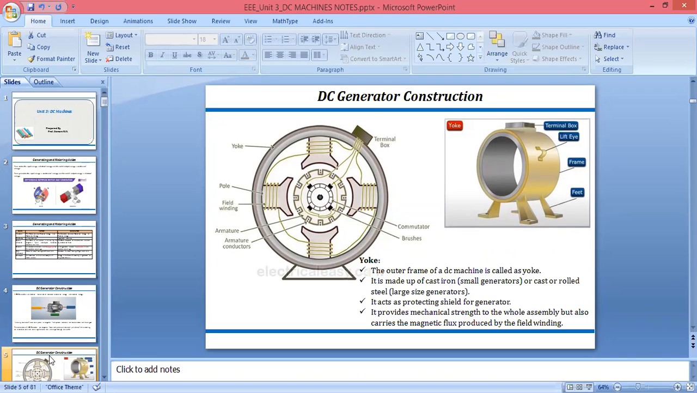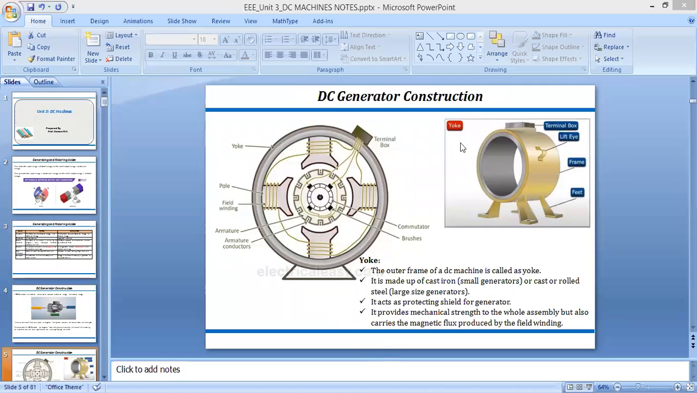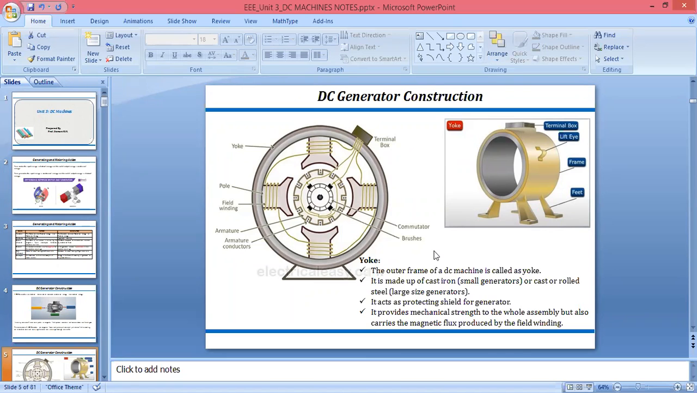So firstly, in today's session, we will see the DC generator construction. You can see here this is the basic construction for the DC generator. We use a DC generator to create electrical energy. It is taking mechanical energy and it will convert mechanical energy into electrical energy. Okay, so see here, this is the construction diagram for the DC generator.